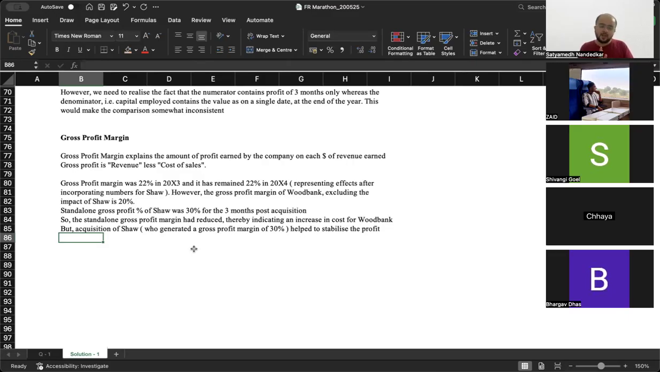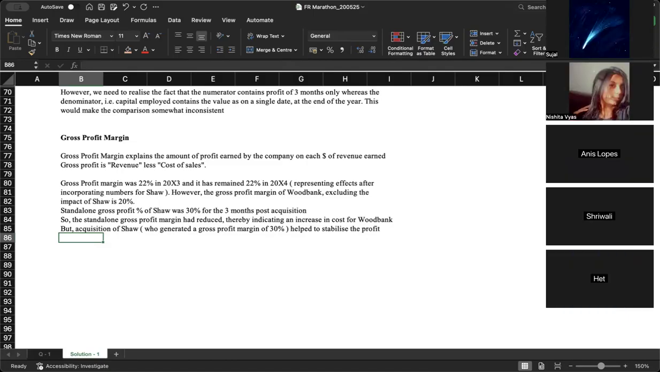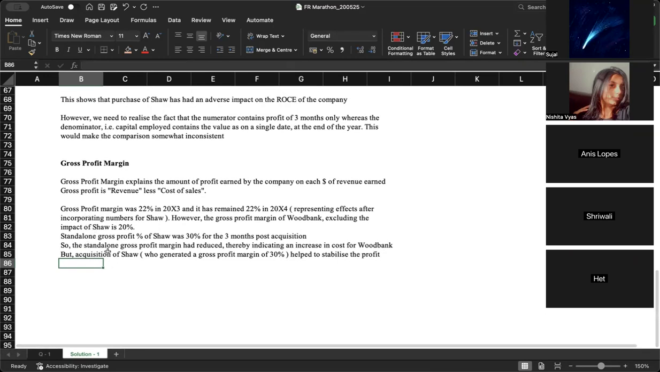So in a way we can say that the acquisition of Shaw has in a way made up for the reduction in gross profit faced by Woodbank standalone. Does it make sense? Yes, sir. Everyone? Yes, sir. बस इतना लिख के छोड़ दो। If you want you can write this point over and over again.